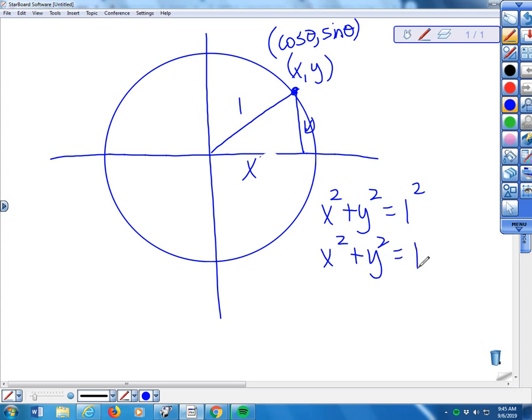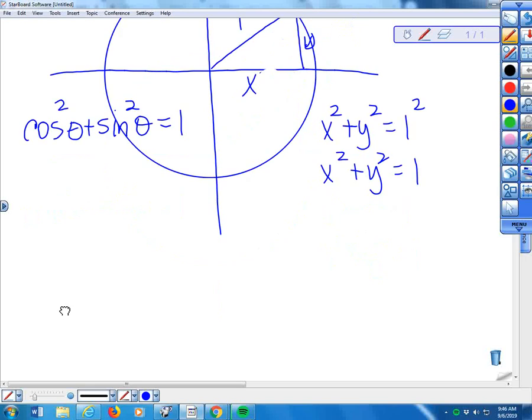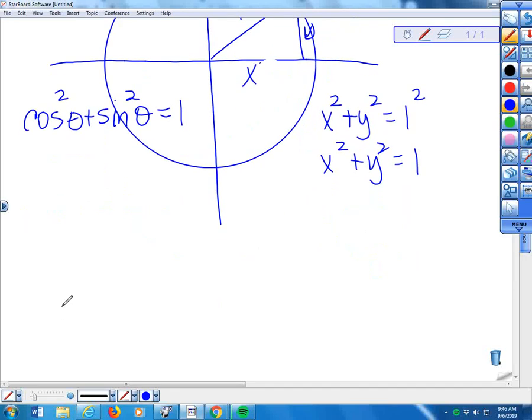Okay, so once we know this, and we know that x and y are cosine and sine, this is one of the most important trig identities that you should know probably for the ACT, because you may have one question. And it's this. Because x is cosine, y is sine, so I can say sine squared plus cosine squared equals 1.